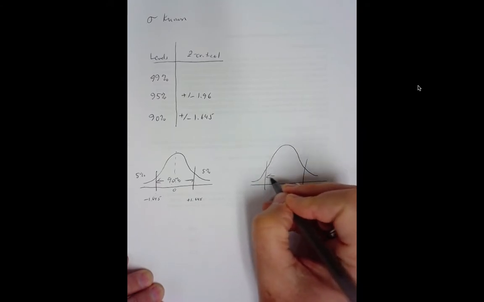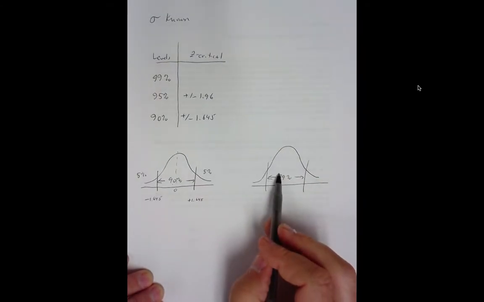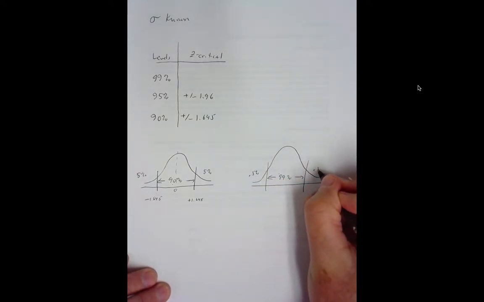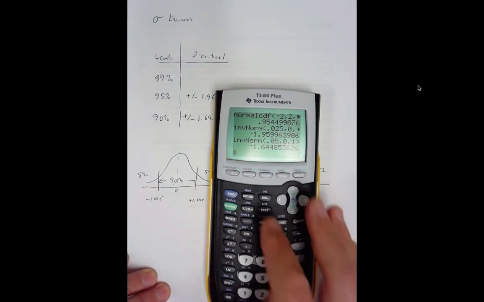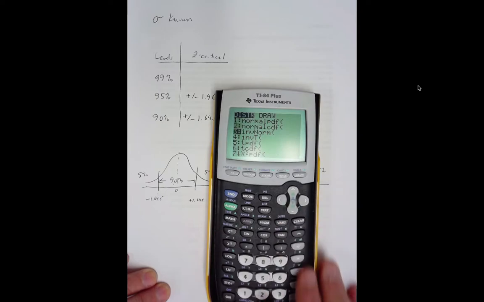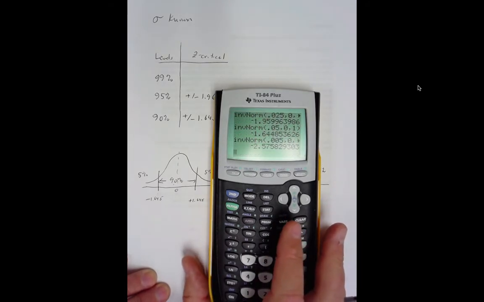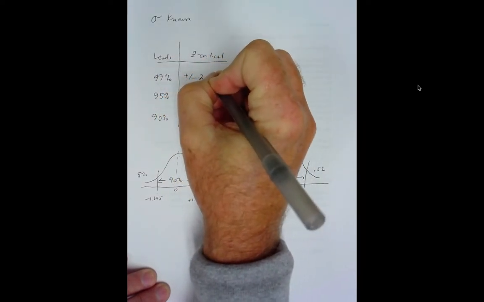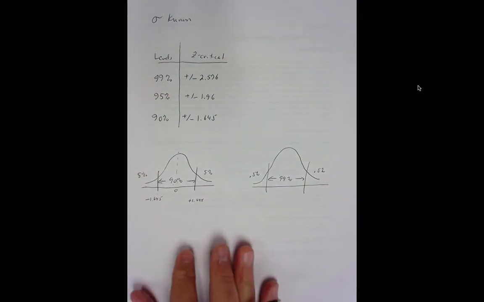Now the 99% is going to be the same kind of exercise. Between two values, we have 99% of the distribution. So how much are we missing? 1%. So we need 0.5% and 0.5%. Same thing, guys. Inverse norm. 0.5% as the decimal is 0.005. So we get negative 2.576. So we should know by now that it's going to be plus or minus 2.576.